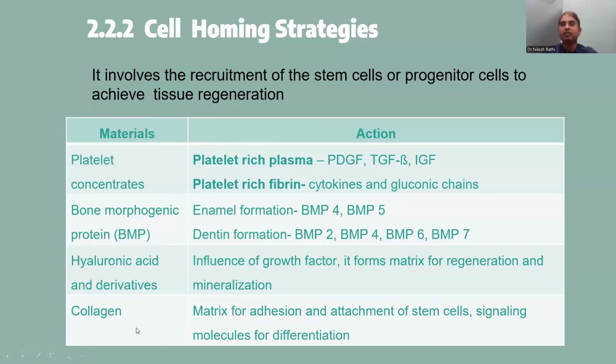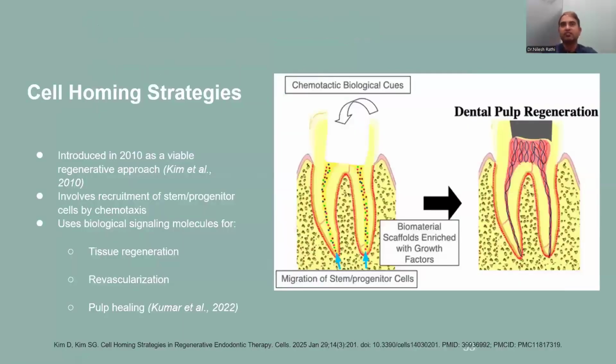Collagen. Collagen is the basic composition of connective tissue, and it is required to create a substrate for any growth or any repair. So it is a matrix for adhesion and attachment of stem cells, and it also creates a matrix for sending the signaling molecules for differentiation. Cell homing strategy was introduced in 2010 as a viable regenerative approach. It involves recruitment of stem cells and progenitor cells and uses biological signaling molecules for tissue regeneration, revascularization, and pulp healing.